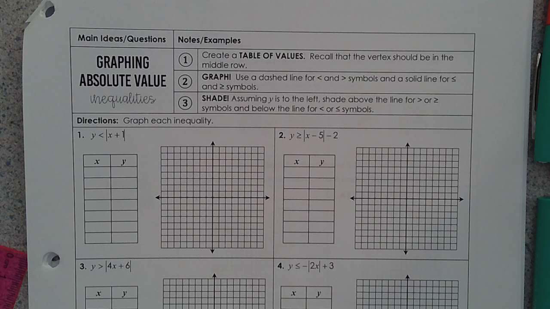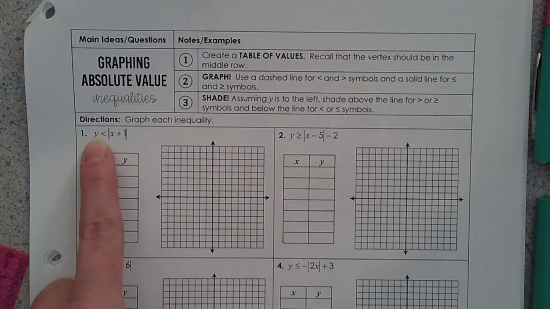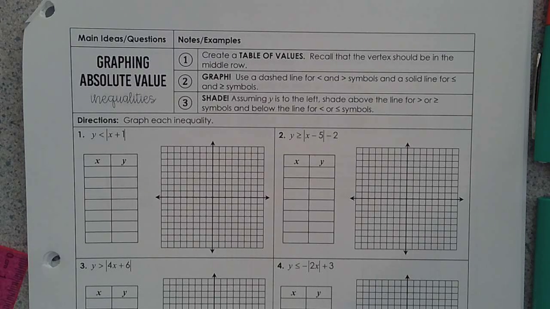We're taking absolute value inequalities. So instead of f of x equals, we have y is greater than or y is less than. Okay, we did this with lines. Now we're going to do it with our V shapes. And here's the cool thing. Everything is just like what we did yesterday, plus that inequality piece. I think you're going to find this very doable.